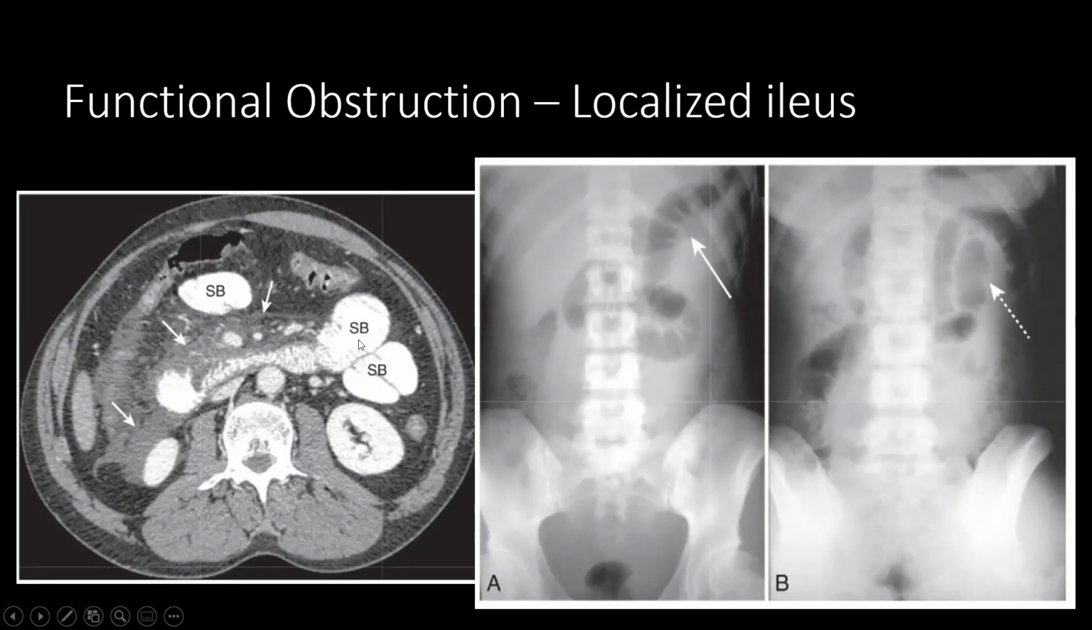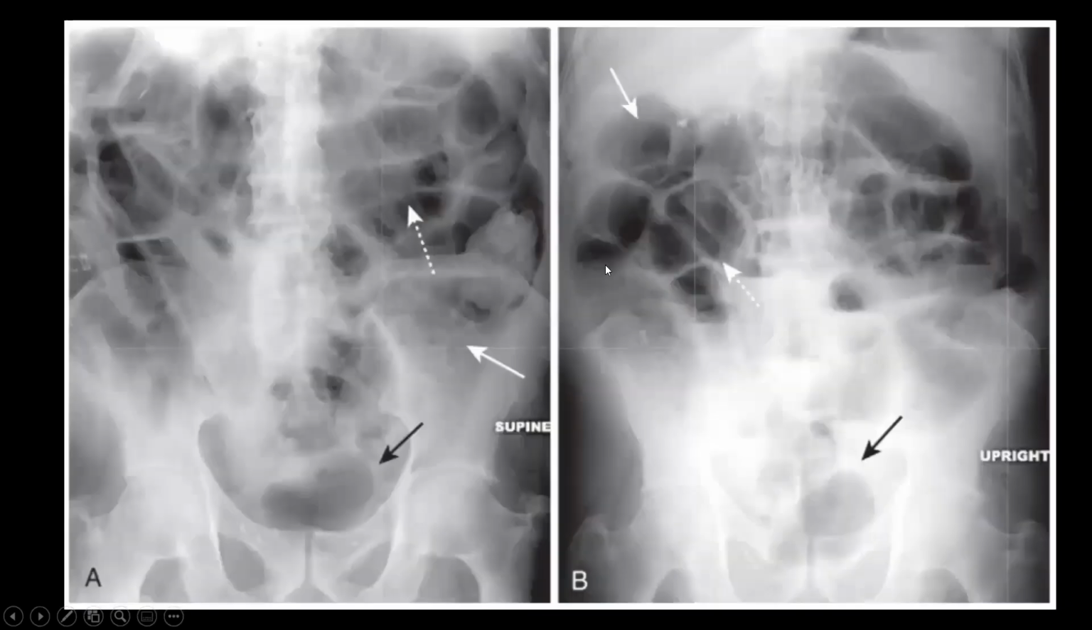The normal caliber is supposed to be 2.5. If I see them at more than 3 centimeters, I would say that these are dilated. So when I see this appearance, this is a localized ileus. Here is the kidney. This patient has been given oral and IV contrast. So this is regarding the functional ileus, which is localized. Here, as you can see, this is a supine abdomen. This is an upright abdomen.